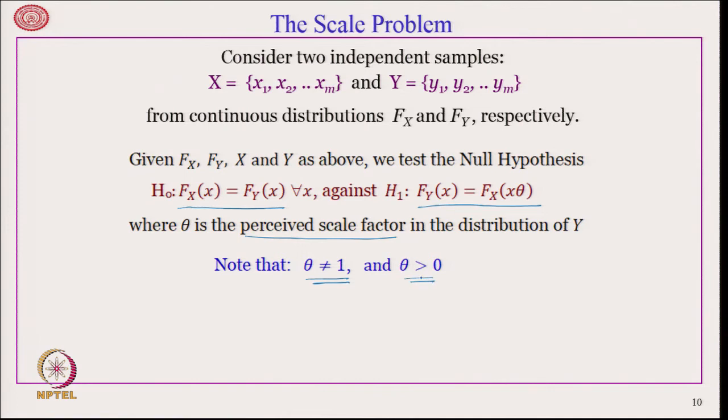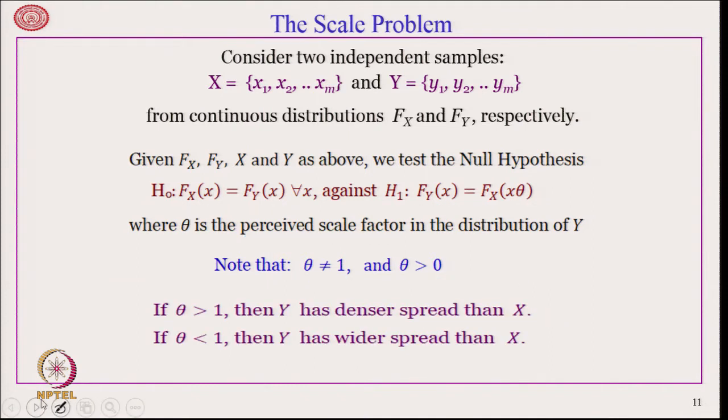Do not get confused: greater than 0 may mean theta is less than 1 but greater than 0, or 1 less than theta, say less than infinity. That means theta can be greater than 1 or theta can be less than 1. If theta is greater than 1, then Y has a denser spread compared to X. If theta is less than 1, then Y has a wider spread in comparison with X.